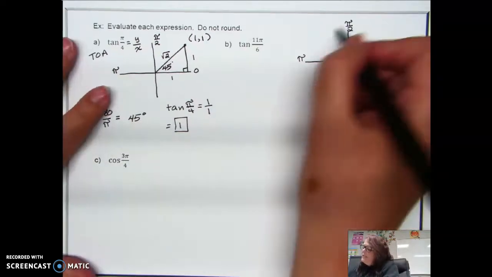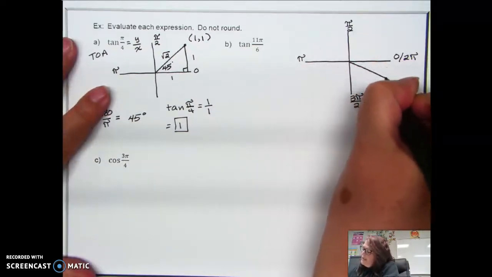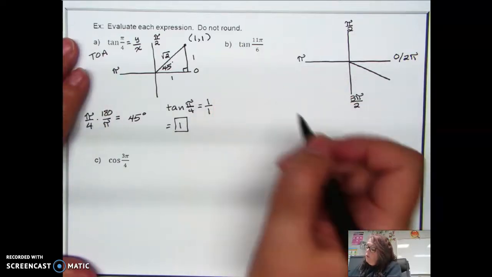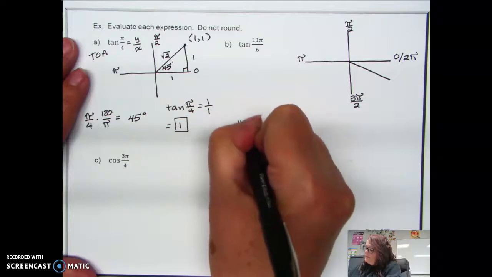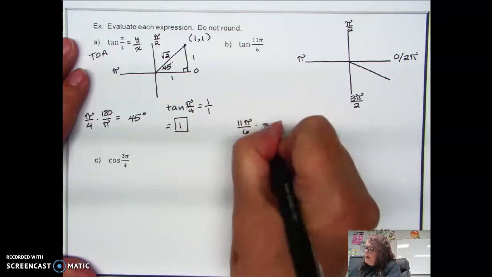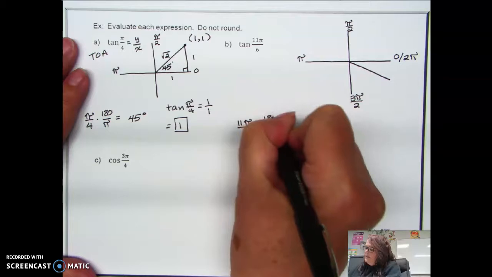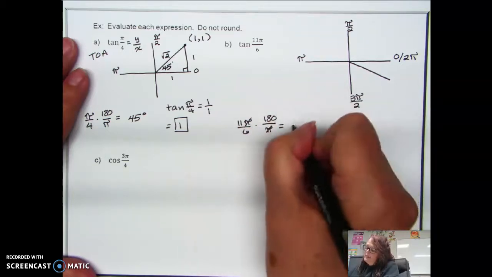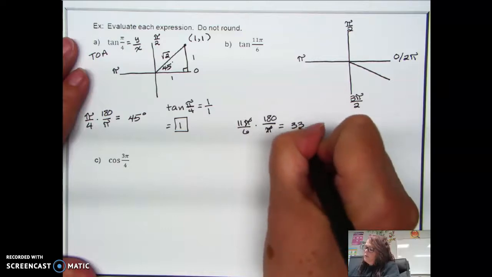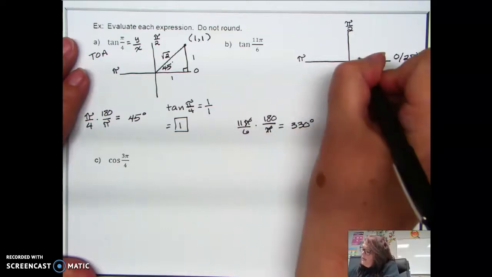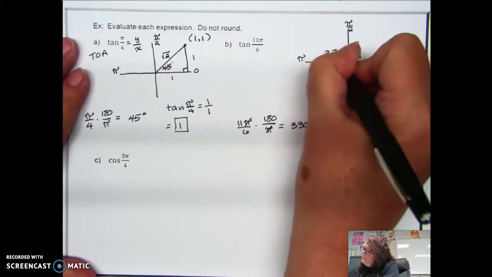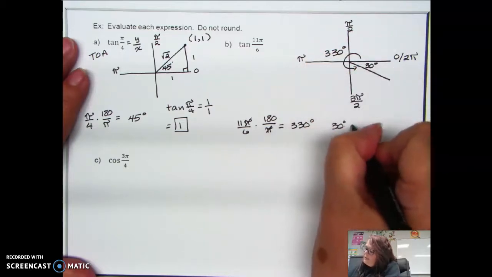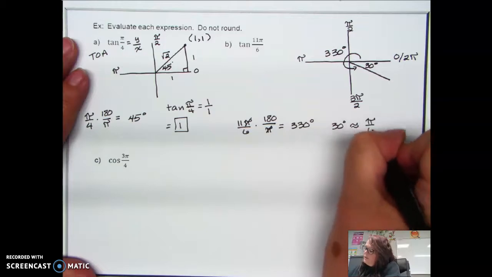So 11 pi over 6 is almost one full revolution, missing a pi over 6, because that would be 12 pi over 6. Or we can take 11 pi over 6 and multiply it by, we divide out the radians and bring in the degrees. So if the pi's cancel, if I did 11 times 180 and I divided it by 6, I would get 330 degrees, which means that if this angle is 330, this angle is 30 degrees. So recognize that 30 degrees is equivalent to pi over 6 radians.